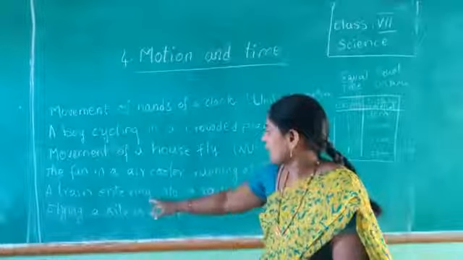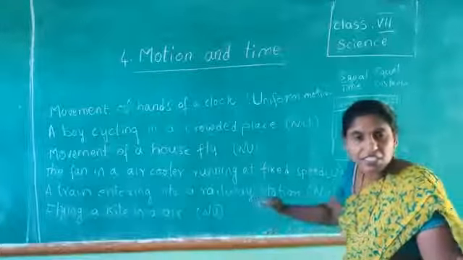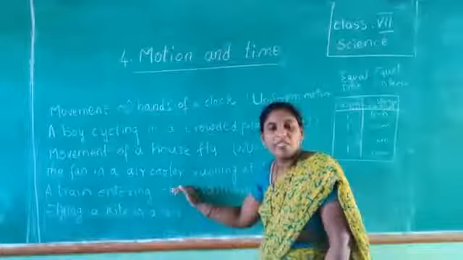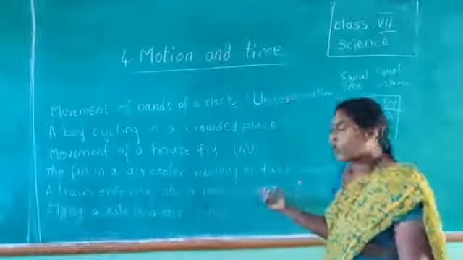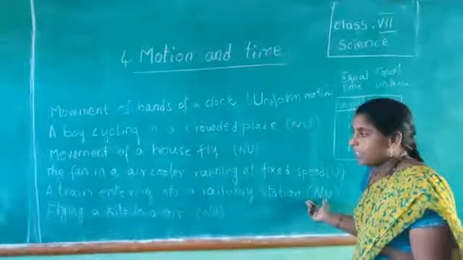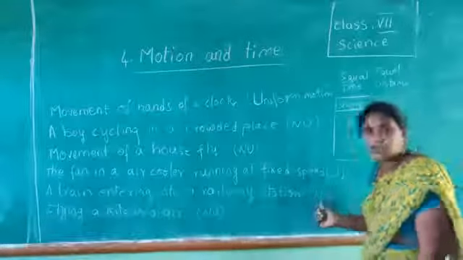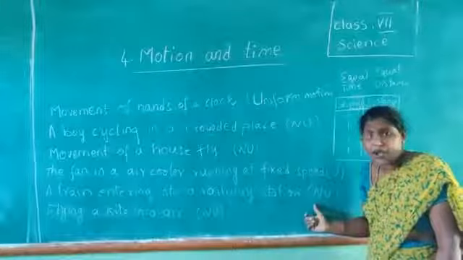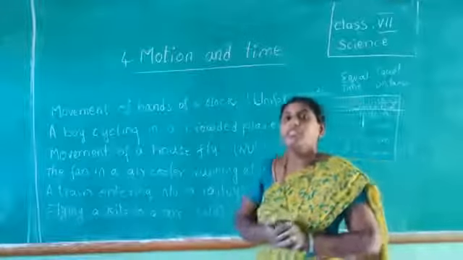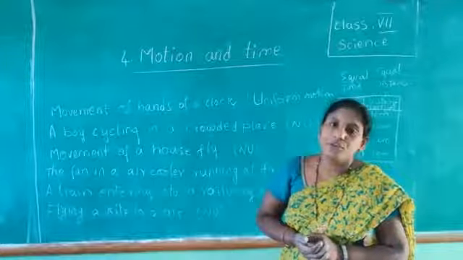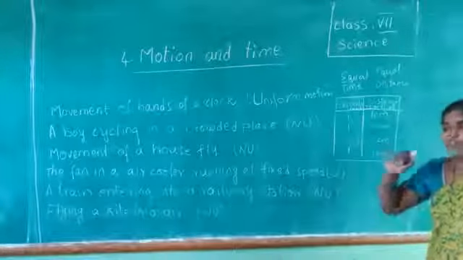Is it clear? So when the train is entering the railway station, he has to decrease his speed. In such a type of motion, the body is not traveling equal distances in equal intervals of time. So we may say that the body is moving in a non-uniform motion. Here, the train is not moving equal distances in equal intervals of time. Then such a body is said to be in a non-uniform motion. So a train entering the railway station is in a non-uniform motion.